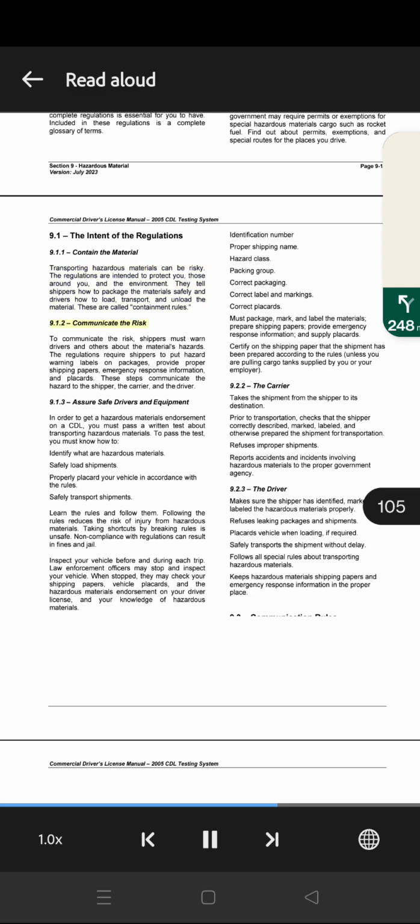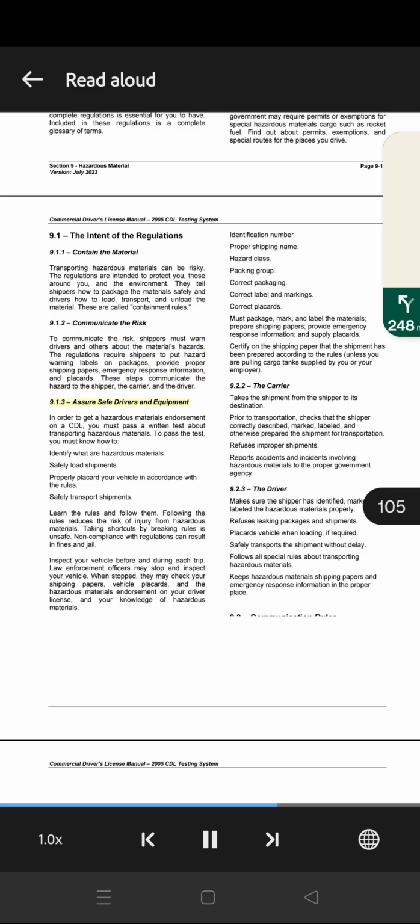9.1.2 Communicate the risk. To communicate the risk, shippers must warn drivers and others about the material's hazards. The regulations require shippers to put hazard warning labels on packages, provide proper shipping papers, emergency response information, and placards. These steps communicate the hazard to the shipper, the carrier, and the driver.